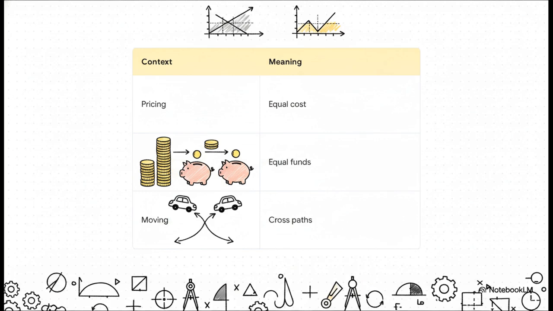For instance, if you're comparing two gym pricing plans, the intersection point tells you the exact number of classes where the cost is identical. For savings accounts, it represents the precise moment both accounts hold equal funds. For moving objects, it dictates where and when they cross paths. Grounding the math in reality transforms it from a boring, rote exercise into a meaningful problem-solving tool.